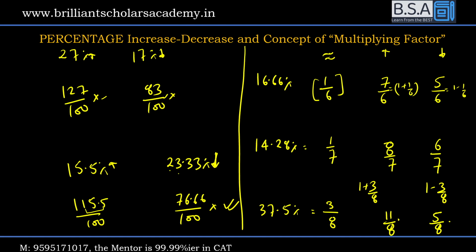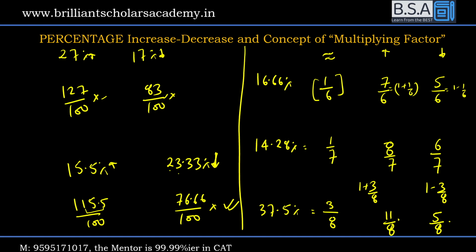Let us move on. This approach on the right side is called change of base. You have created one multiplying factor, 11 by 8 for 37.5% increase, 5 by 8 for 37.5% decrease. This is what I taught you through ratios on how to be increasing.